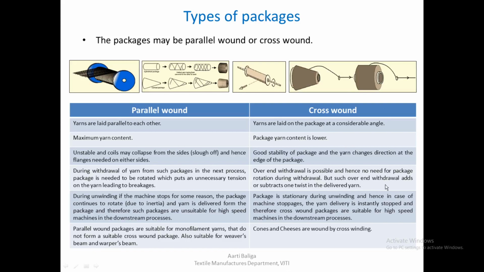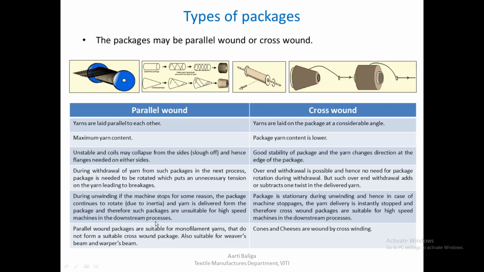But such over end withdrawals add or subtract one twist in the delivered yarn. So coming to the next point, during unwinding, if the machine stops in case of a parallel wound package, the package continues to rotate due to inertia. Because of its weight, it will keep on rotating and delivering yarn, and therefore such packages are unsuitable for high-speed machines in the downstream processes.